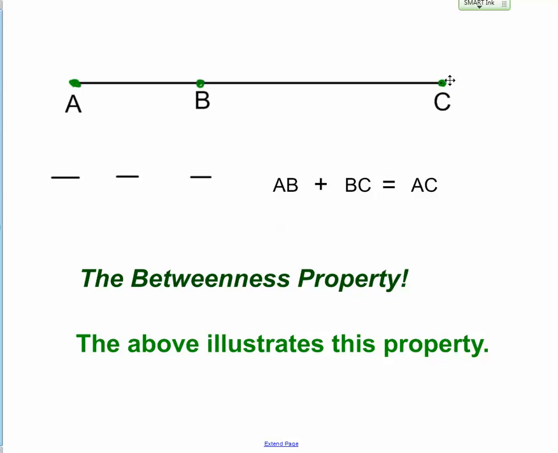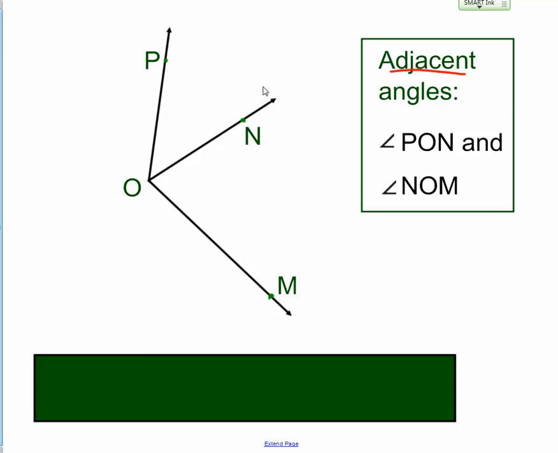So the same idea, if I add two pieces, I get the total length of the line segment. Okay, we talked about adjacent angles. Adjacent angles are angles that are side by side. So angle PON is adjacent. This angle is adjacent to NOM because they're touching, and they share this common ray, ray ON. Notice ray ON is between ray OP and ray OM.